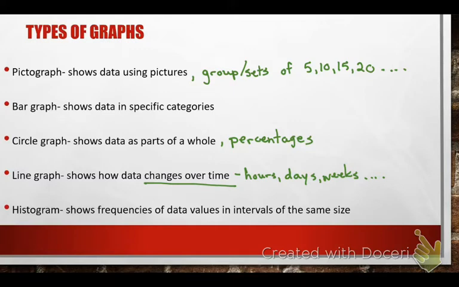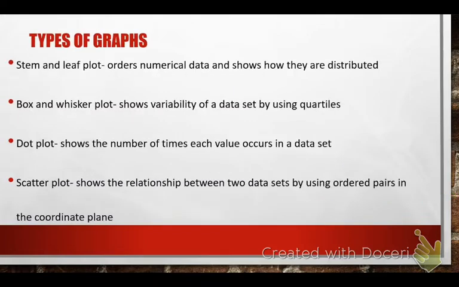Histograms show frequencies of data values in intervals of the same size. So you're going to see something like intervals from 1 to 10, that'll be a category, 11 to 20, 21 to 30. But each interval has to be the same size. All right, so that is a histogram. Any questions so far? Again, we need to know our different options, and then we can switch over to looking at scenarios.